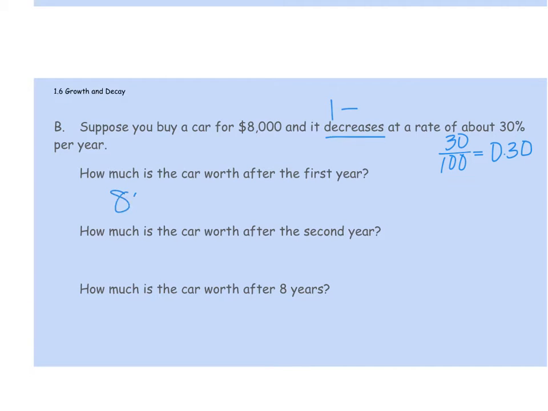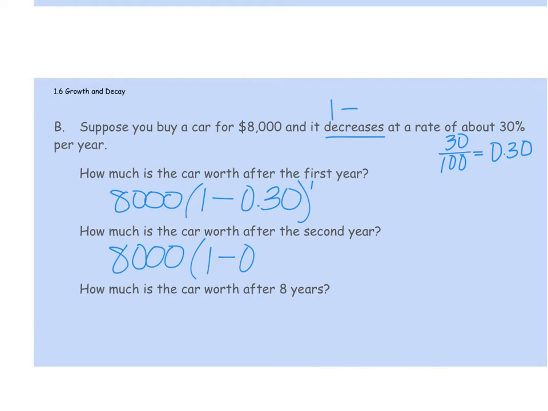And we're doing the same thing that we did above, 8,000, but now this is 1 minus 0.30 to the power of 1. Again, you don't have to do it. I'm just going to write all of these down because, like I said, they're all pretty similar, and then I'll type them all in. That would be to the power of 2. And this one would be to the power of 8.